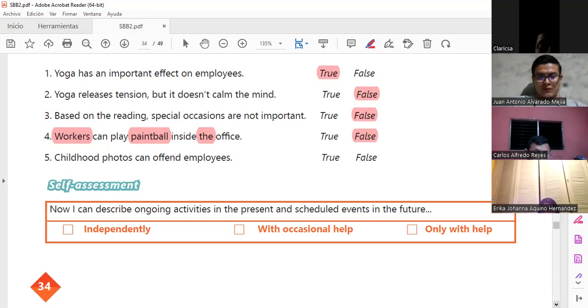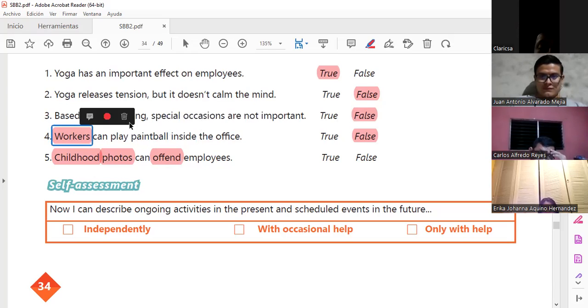Childhood photos can offend employees. True or false? False. Yeah, it makes it amusing.